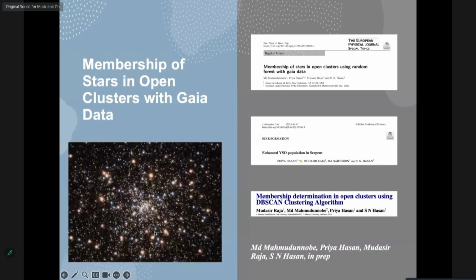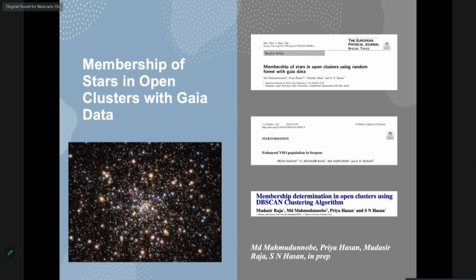So there's a very big issue about membership and how membership can be determined using Gaia data. That's what we've been working on. Because Gaia gives you, for a certain region of the sky, thousands of stars, and you want to find out which of these stars belong to that open cluster, we tried using machine learning tools, since there's a lot of mention of machine learning and big data over here.